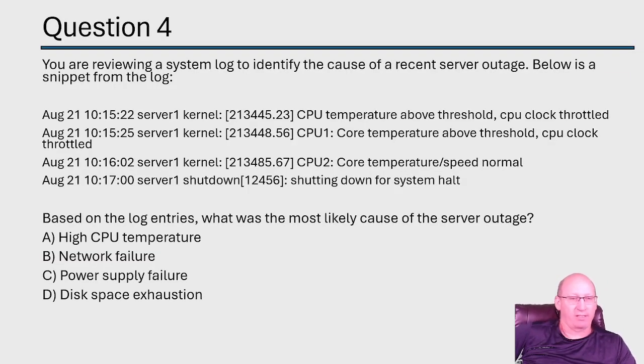You are reviewing a system log to identify the cause of a recent service outage. Below is a snippet of the log. Based on the log entries, what is the most likely cause of the server outage? What do you think? I'm going to let you read the log. I want you to come up with your own answer. Then we're going to show you how to read this log if you've never messed around with it before, which I think this log is pretty easy to understand. But let's see if we can figure this one out. What do you think?